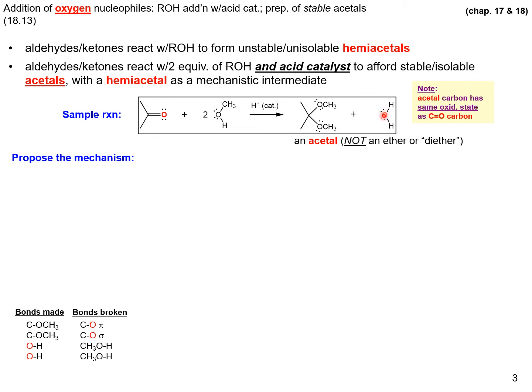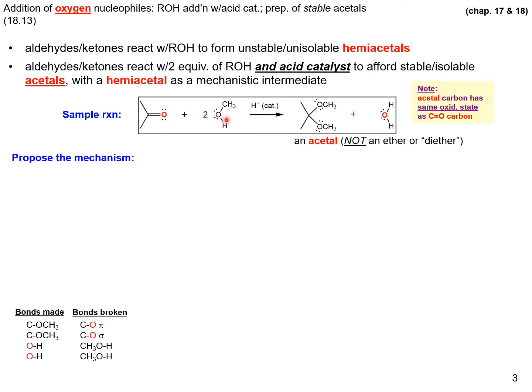I've indicated that this red oxygen is derived from the oxygen of the carbonyl. This is to make it clear that it's this oxygen that's being lost as water and not one of the oxygens from a molecule of methanol. Therefore, if this red oxygen becomes water, you're going to have to break both the sigma and pi bond to oxygen. So this double bond has to be completely broken.